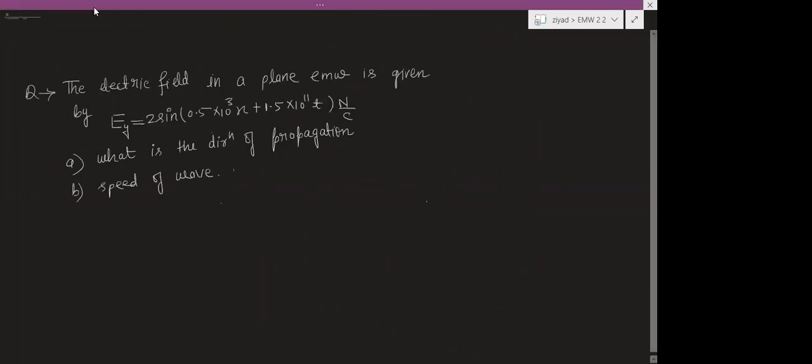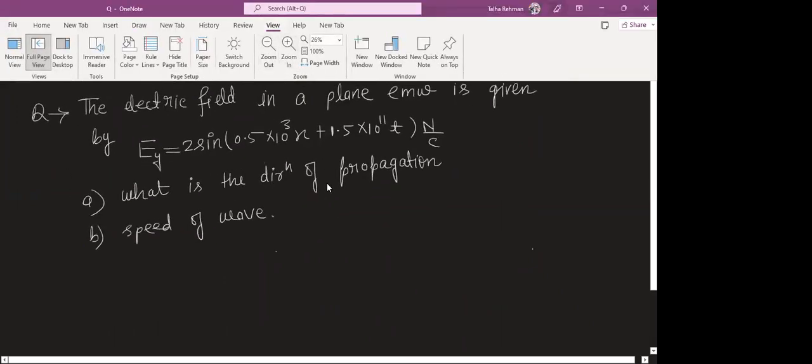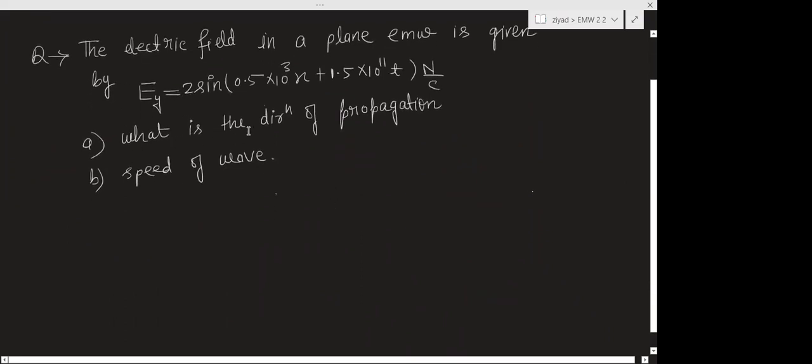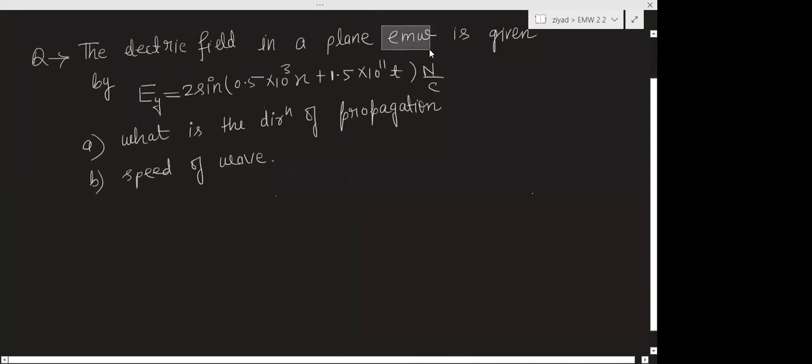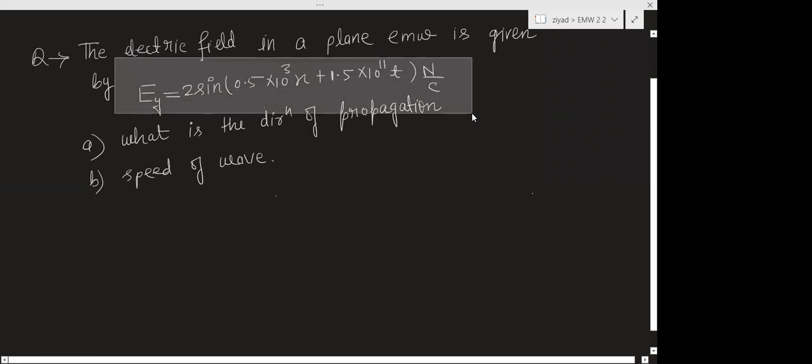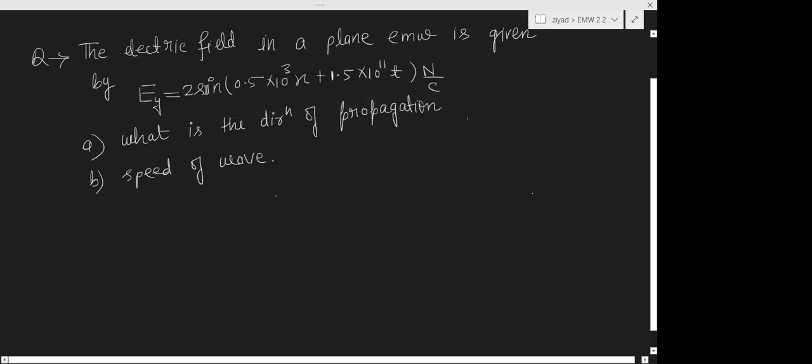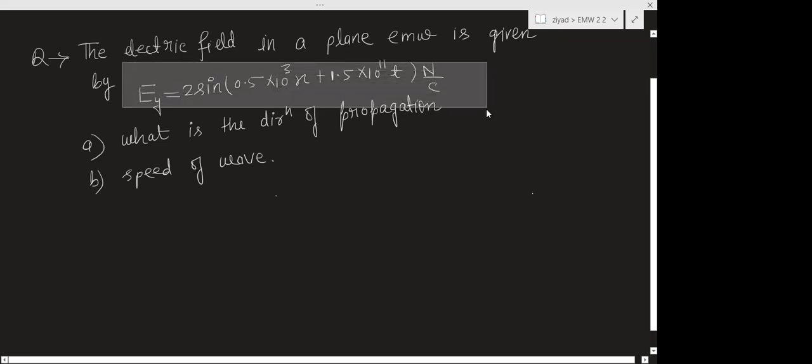Suppose this question is given to us. They are asking the speed of the electric field in a plane electromagnetic wave. EMW means electromagnetic wave. The electric field in a plane electromagnetic wave is given by this equation. What is the direction of the propagation? What is the speed of the wave? Can you tell me the direction of the propagation?